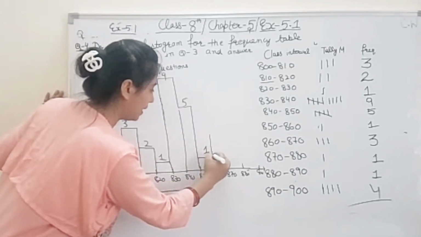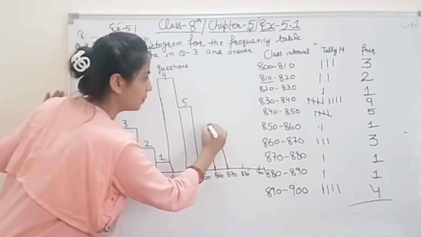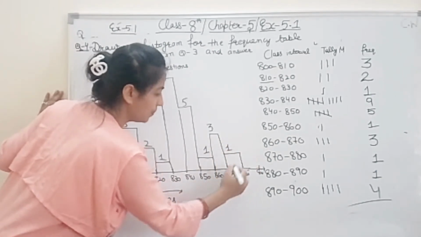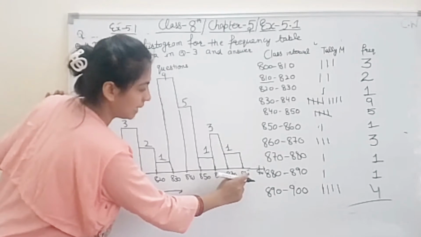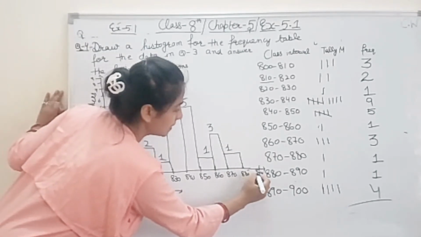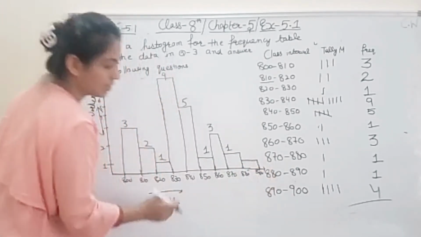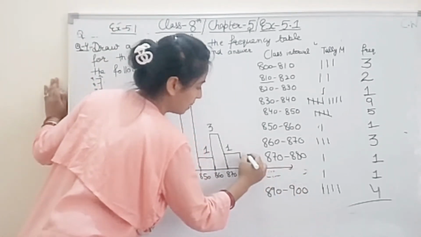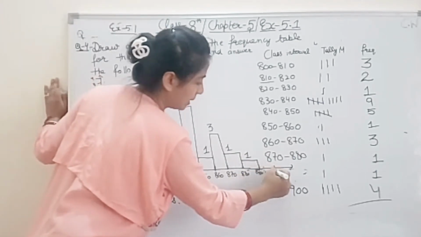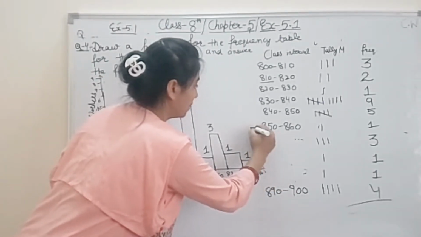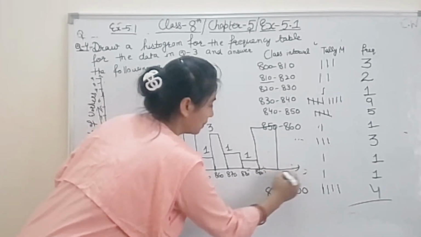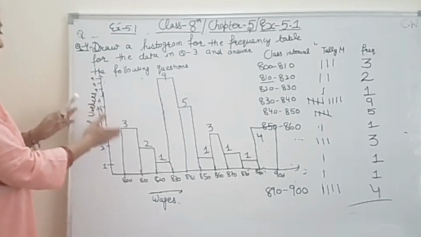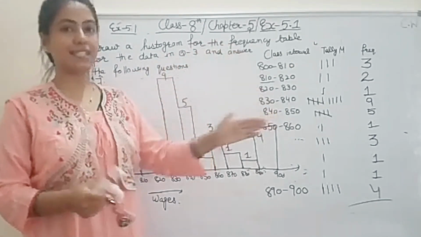So let's extend to 860 to 870, 870 to 880, 880 to 890. There is again 1. Shall I erase this part, student, because I don't have space here? And उसके बाद 890 to 900 there are 4. So this is 4. 900. Right, student? So this is the histogram for this frequency table.